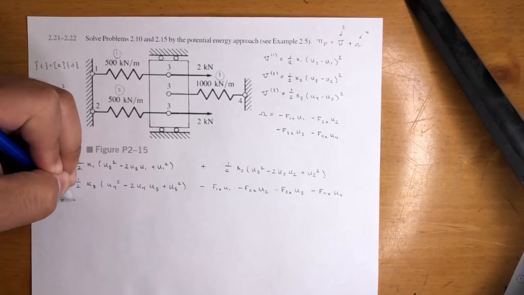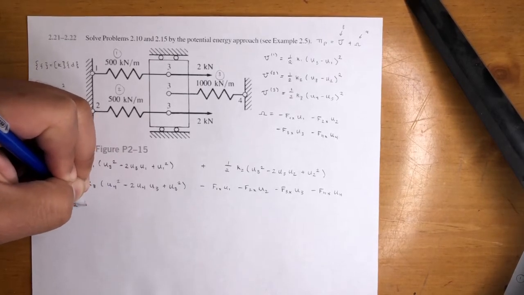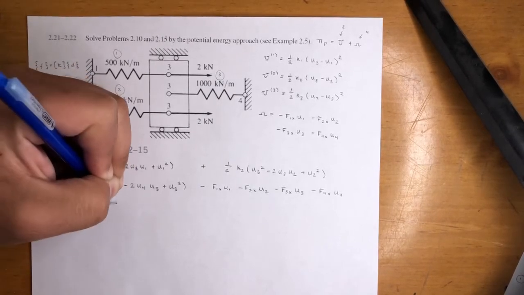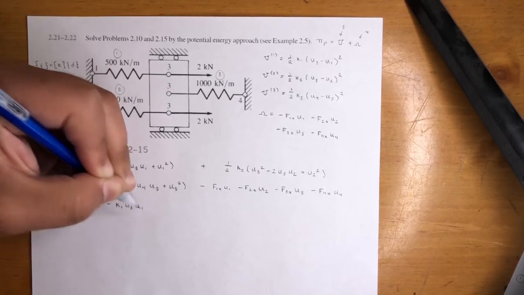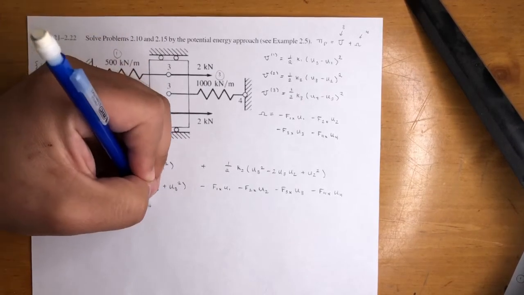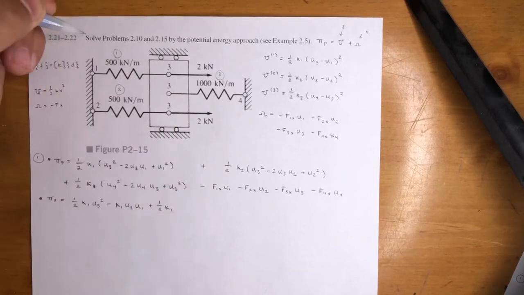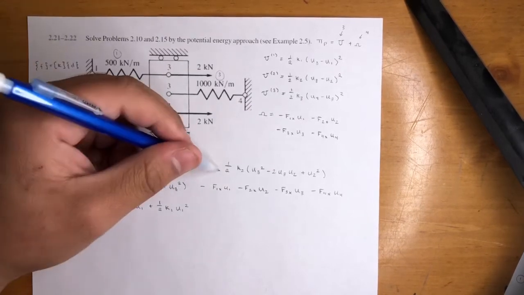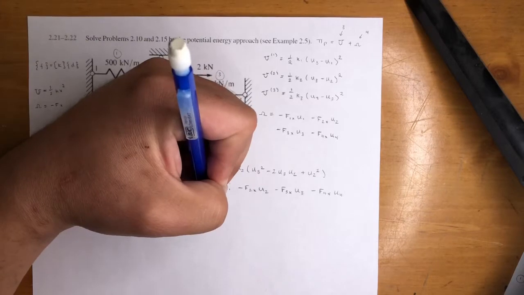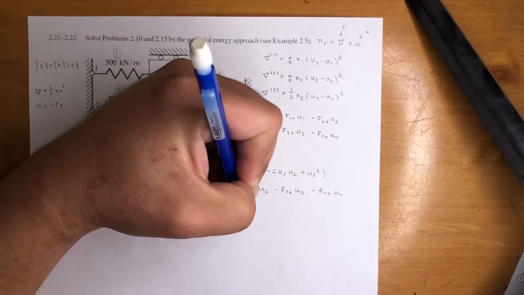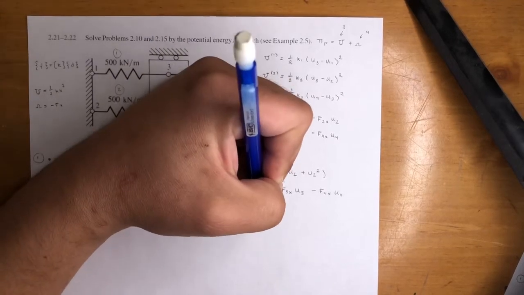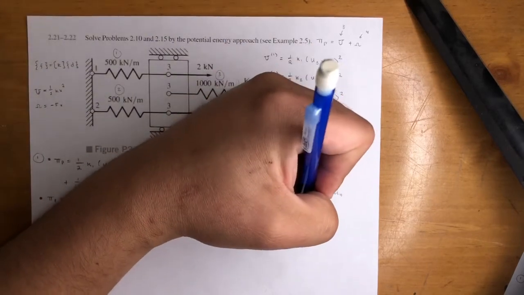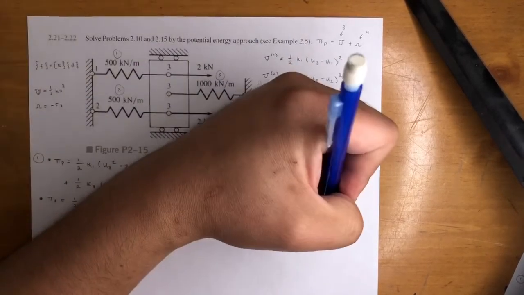So it's going to be 1/2 K1 U3 squared minus K1 U3 U1 plus 1/2 K1 U1 squared. I just multiplied this term to all these three, and I'm gonna do the same for everything pretty much. So plus 1/2 K2 U3 squared minus K2 U3 U2 plus 1/2 K2 U2 squared.